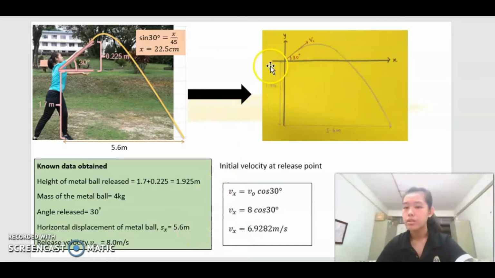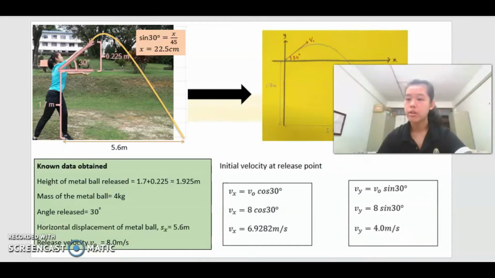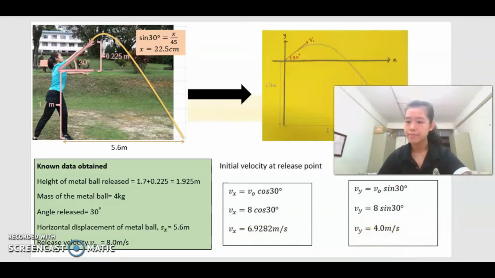So it was divided into the x component and the y component, so this is the diagram drawn from the real-life example. So since it was divided into the x component and the y component, the initial velocity at the release point can be calculated by using the trigonometry formula. So the initial velocity at the x component is 6.9282 meter per second, while the initial velocity at the y component is 4 meter per second.